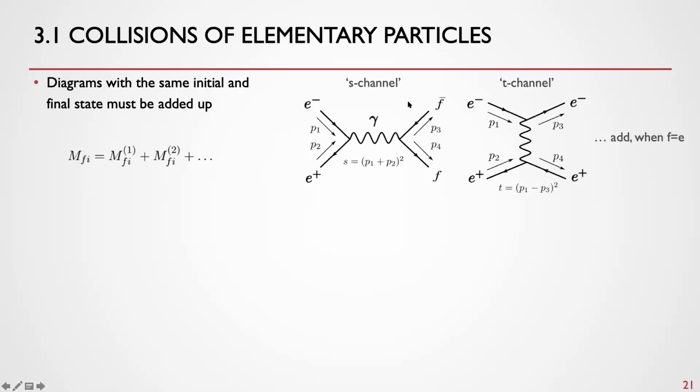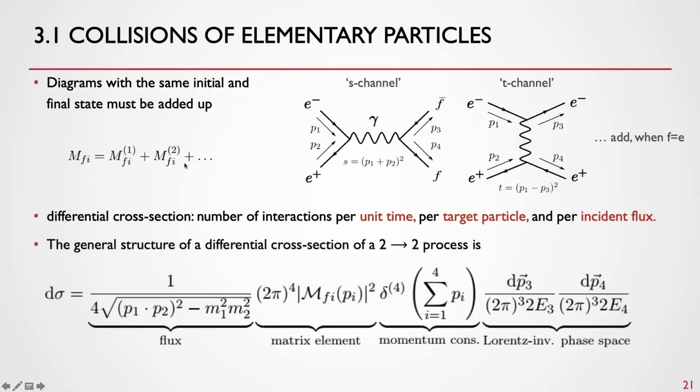And therefore, it depends on what this fermion is, whether you need to add this second diagram or not. Whatever it is, you need to draw all the combinations and add them up. Once you have done that, one can compute the differential cross-section.